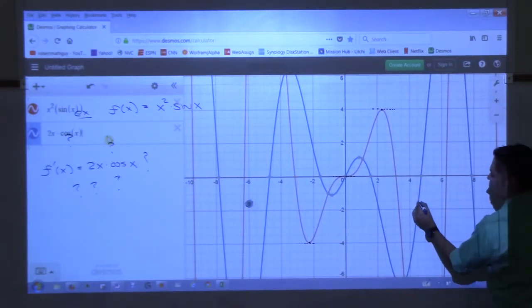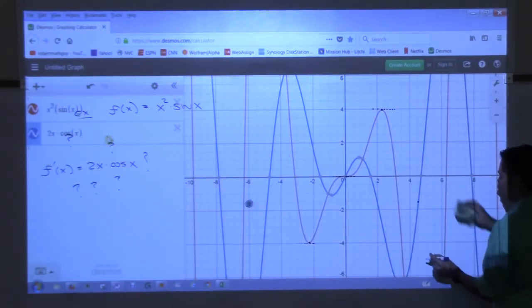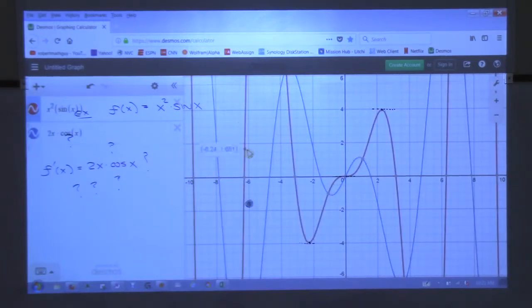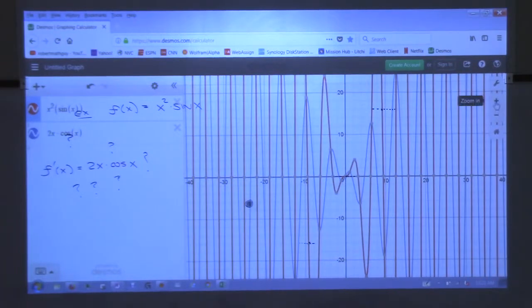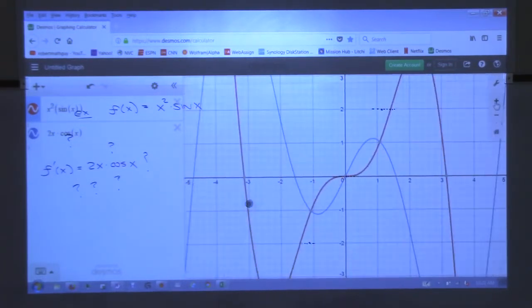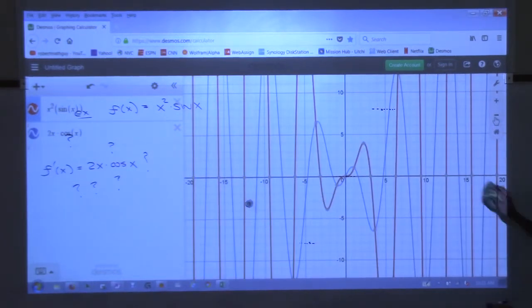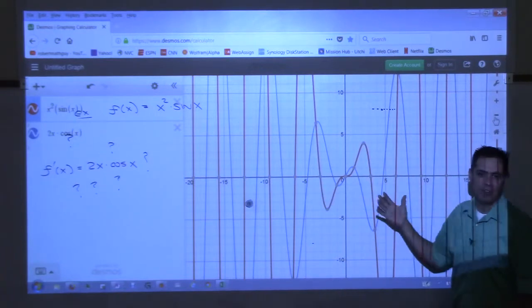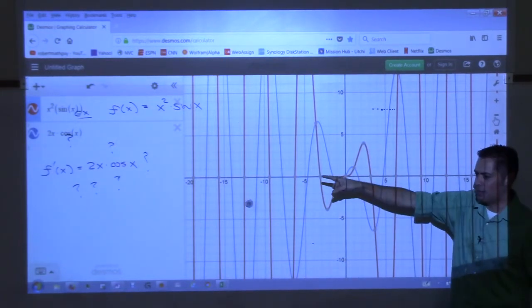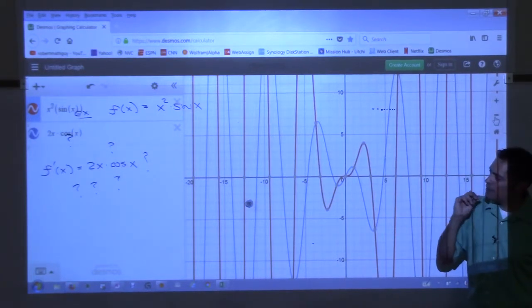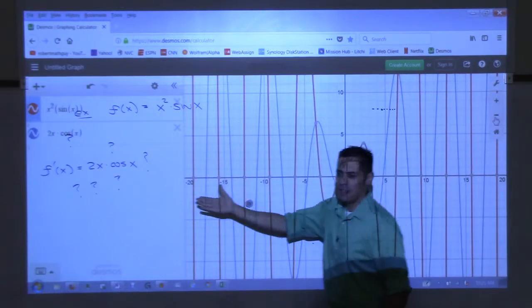I could even go here. Look, if I go to this point right here I'm on the red. I keep on forgetting which one I'm on. Let me zoom out a little bit. Look, as soon as we have a few points that don't match, we should be pretty confident that this is not correct. Because it's got to match everywhere. So is that enough for you to believe that that derivative is not this?